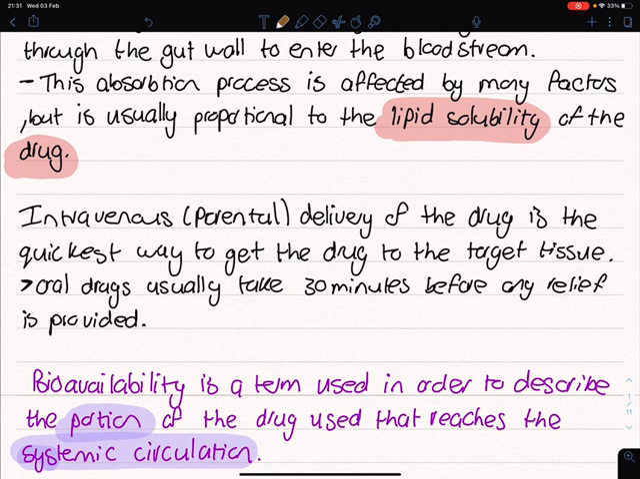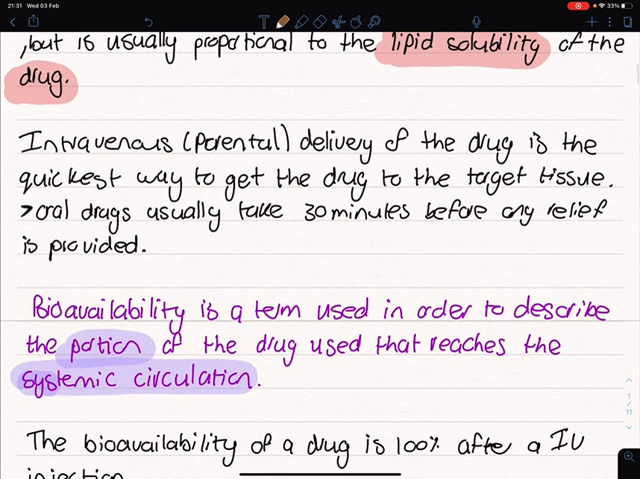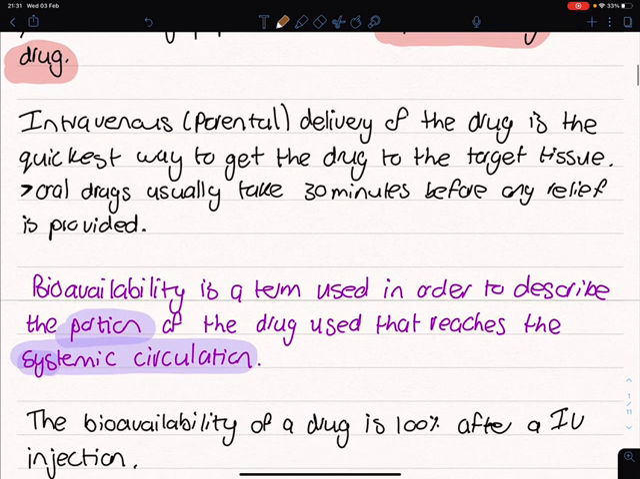Okay, so intravenous delivery of drugs, also called an IV, is the quickest way to get the drug to the target tissue because you bypass the stomach and the liver and even the stomach enzymes and things like that. Oral drugs usually take about 30 minutes before any relief is provided, because the drug sits in the stomach.